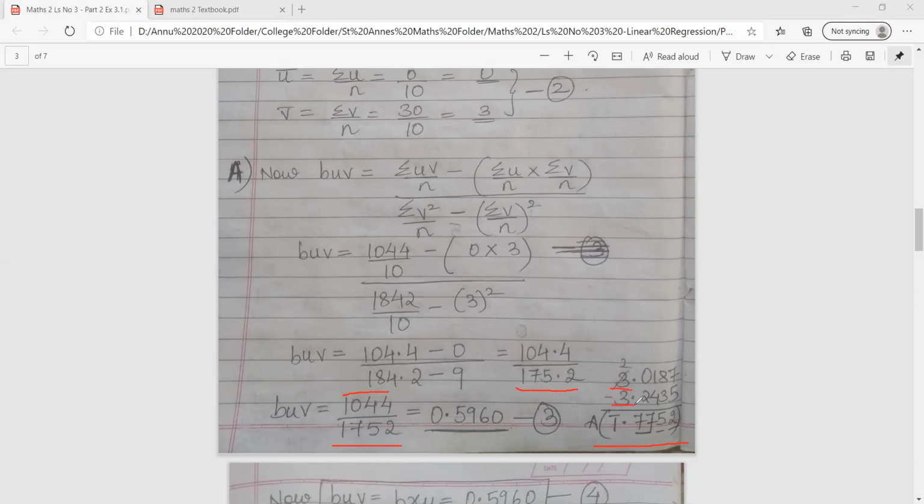Then from logarithm tables, you will see 10 under 4, mean difference 4. So on adding, you will get 0187. Similarly, 17 under 5, mean difference 2. On adding the values together, you get 2435.